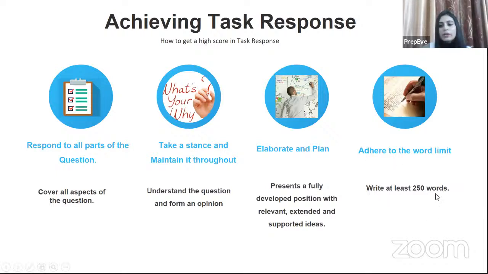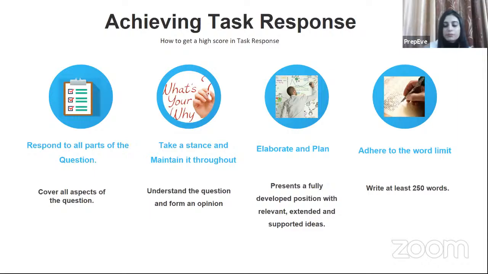All good. And then adhere to the word limit. This again is specific to the essay. When it comes to task one, you have to write a minimum of, at least is the keyword, 250 words in case of the essay and 150 in case of your task one. So this is what your task response looks like: responding to all parts of the question, taking a stance and maintaining it, elaborating your ideas properly and explaining them with supporting ideas, examples or surveys, and adhering to the word limit. This is what you have to do so that you score a good band in your task response or task achievement parameter.